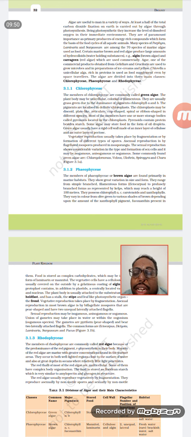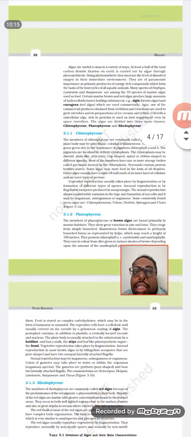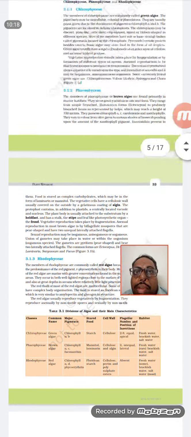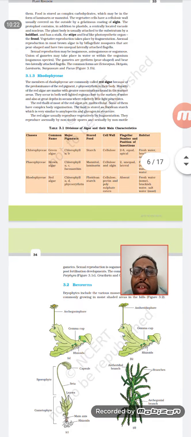Then apart from that, they have carotenoids and xanthophylls inside. The fucoxanthins are also present, and the food is stored in the form of carbohydrate, and they produce algin, that means cellulosic algin, which is gelatinous in nature. And once you see, this plant is very interesting. You can see this plant like this. That is why they are considered as the primitives of the plant kingdom.